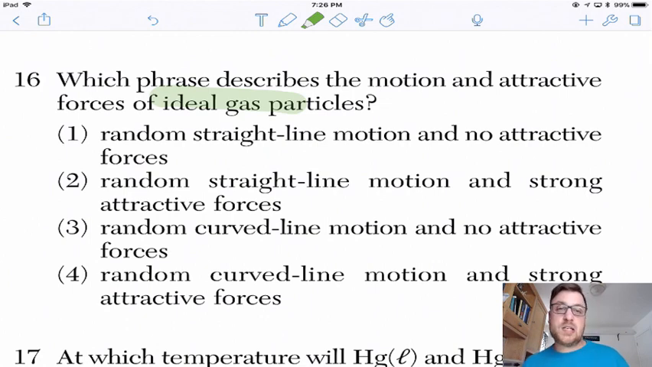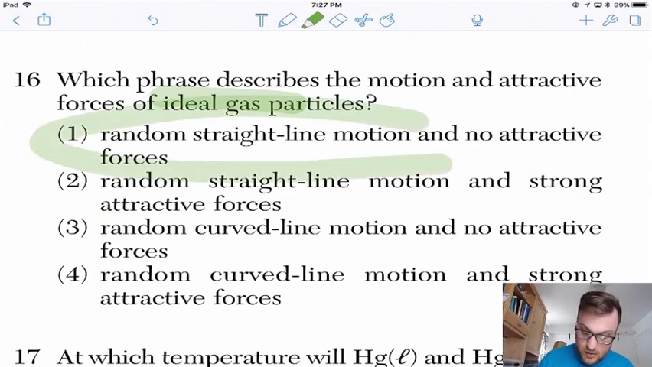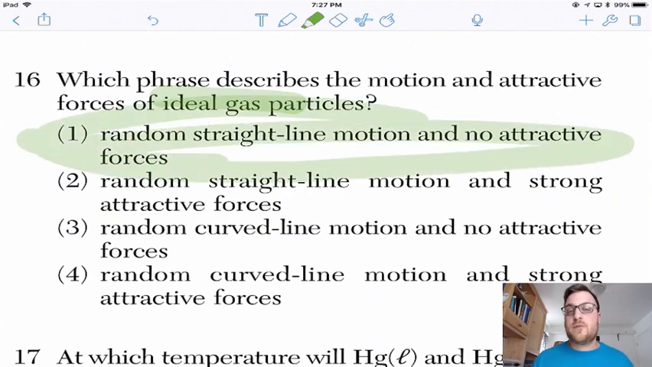Do they attract each other? What's their motion? Do they transfer energy when they collide with things? This question only gives us answers about the attractiveness of their forces and their motion. So, gas particles move in random straight line motions and do not attract each other. And that's an ideal gas: random straight line motions, no attractive forces.